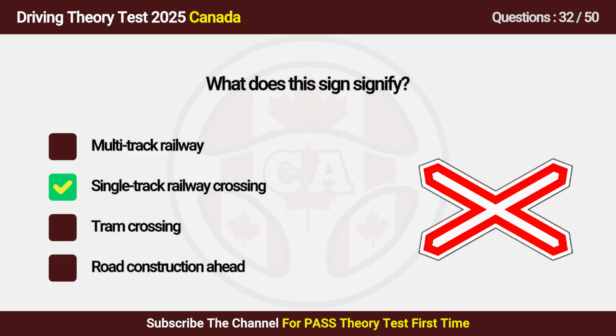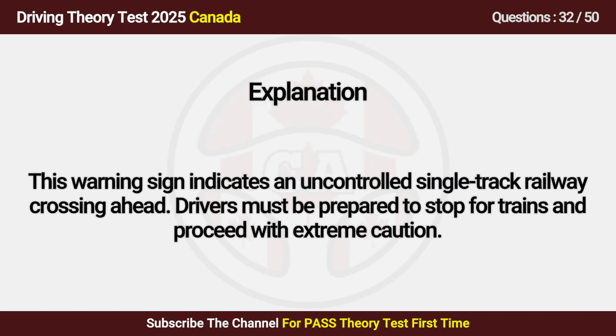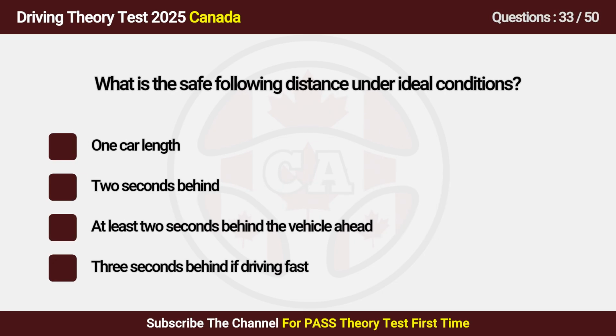Answer is B. Railway crossing. This warning sign indicates an uncontrolled railway crossing ahead. Drivers must be prepared to stop for trains and proceed with extreme caution. Question 33. What is the safe following distance under ideal conditions?